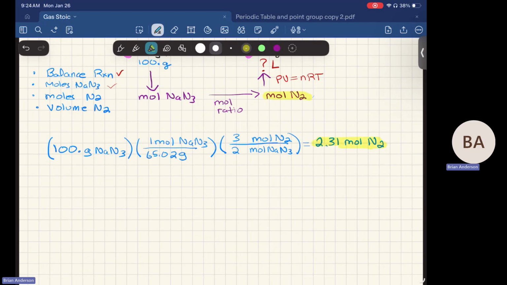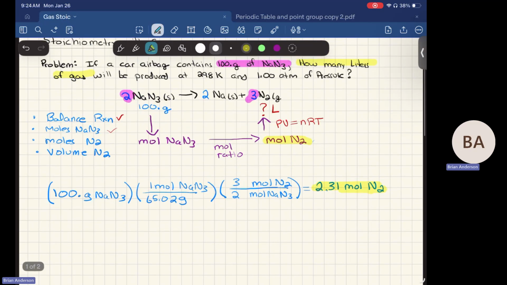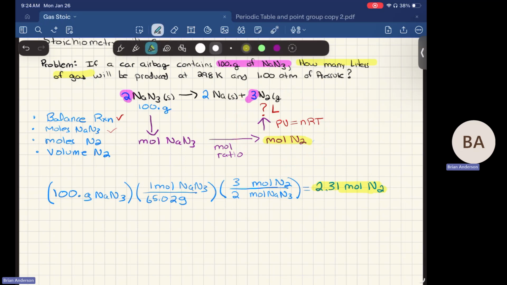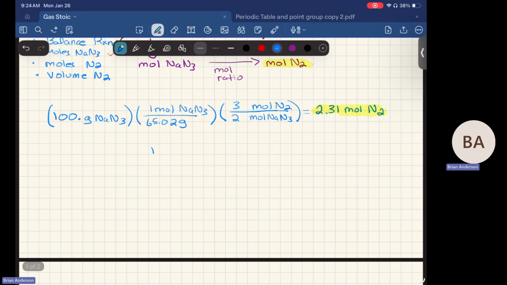So we're not done yet, but what we did was find the moles of N2. Now what we have to do is our final step. The question asked for liters. So now we have to use the ideal gas law, PV equals nRT, to solve for our volume. We know our moles, so we have PV equals nRT. We're solving for volume, so volume is equal to nRT over P.